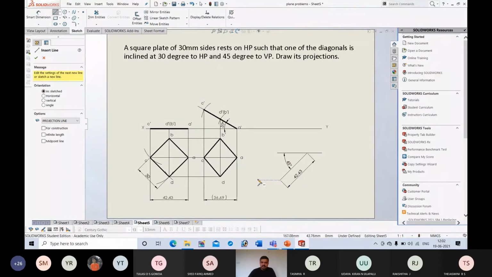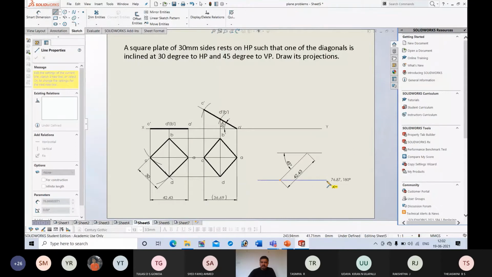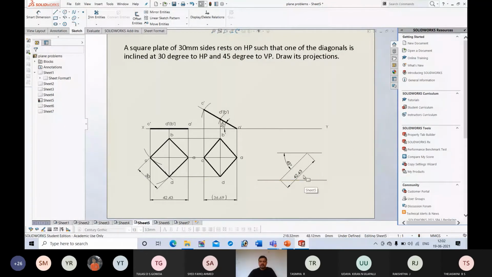So draw a locus, a line passing through this point. Okay, now I will delete it. So I have drawn a line inclined at 45 degree and having true length, that is 42.43. That is this line. And immediately I will draw a horizontal line, that is locus of this point. Now I know false length of the diagonal AC, but I don't know angle.